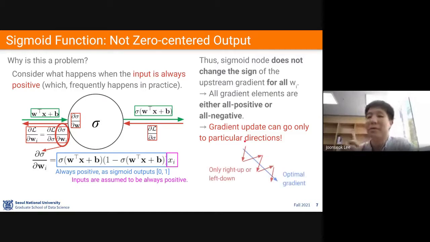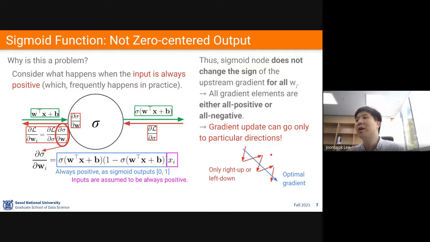So here's a simple example. Suppose that the correct direction of the gradient is this way, where x1 goes to the right, which is positive, but x2 goes down, which is negative. So one of them should be positive, one of them should be negative. But in such a case, if we use the sigmoid function, the gradient will always go in the same direction, which is negative and negative, which is to the left and downwards, or positive and positive, to the right and upwards.